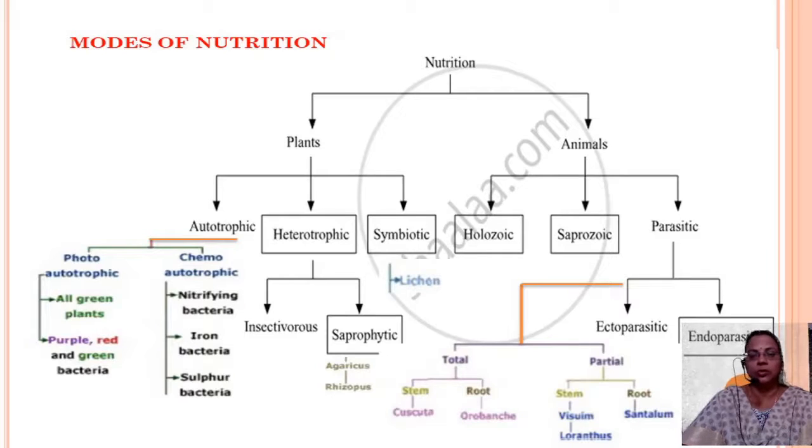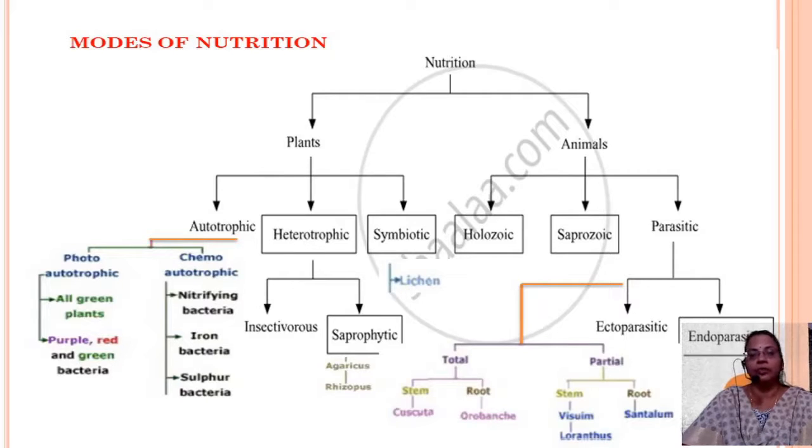Even human beings are holozoic only. We are taking the food with the help of hand into the mouth, and inside the body there is a separate digestive system. There the digestion will take place, and the needed nutrients will be absorbed into the body. And saprozoic means the bacteria and all, we can say, which are growing on the dead and decaying organisms, and other organisms can lead this type of nutrition.